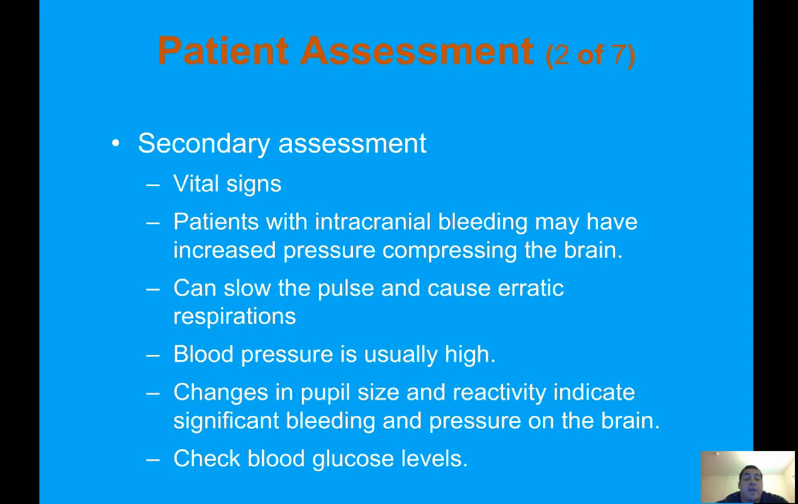History taking. Secondary assessment: vital signs. Patients with intracranial bleeding may have increased pressure compressing the brain, or possible brain herniation, where the brain is going to be pushing down towards the brainstem. This can slow the pulse and cause erratic respirations. It's going to push down on the pons part of your brain and slow the pulse. Blood pressure is usually high. Changes in pupil size and reactivity indicate significant bleeding and pressure on the brain.